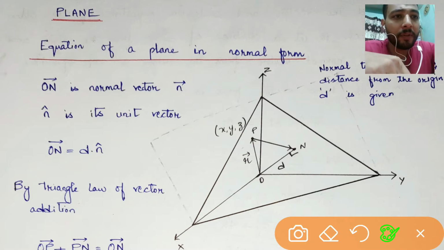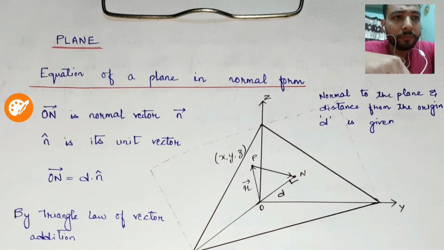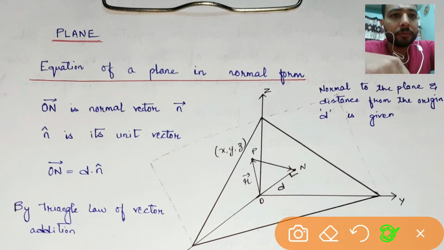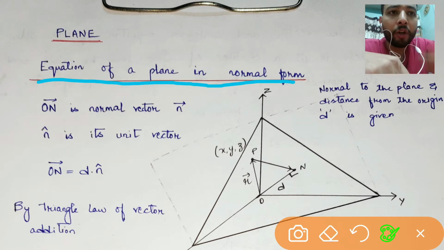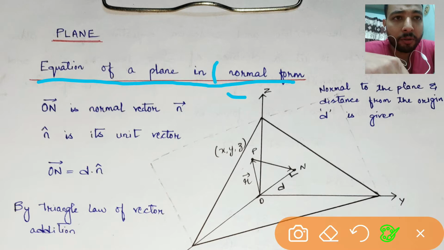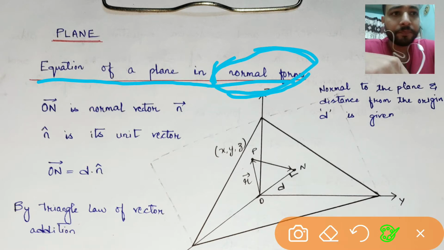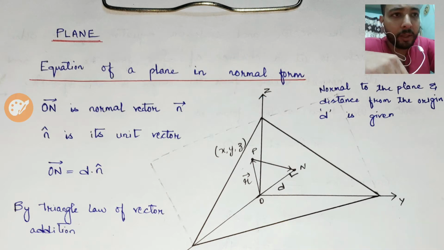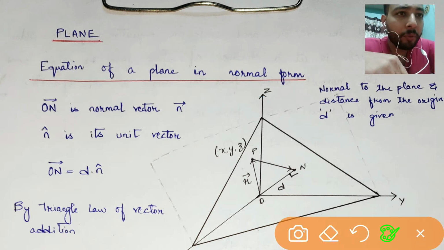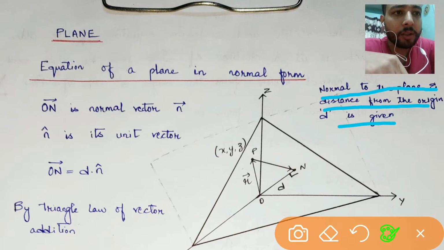So the first one is the equation of a plane in normal form. The normal form means this normal which is written here, that will be given to you, and the distance from the origin will be given to you. I've written normal to the plane and distance from the origin d is given.